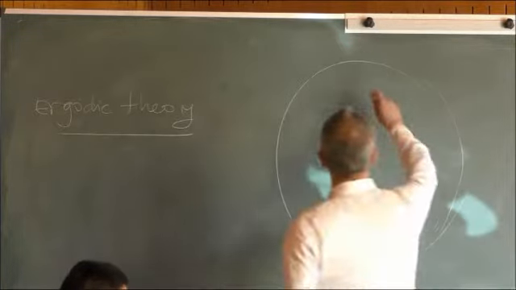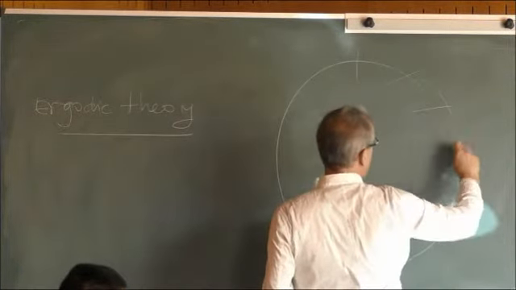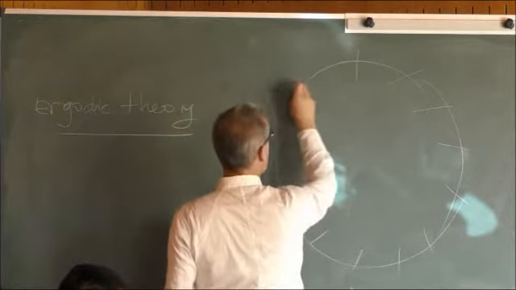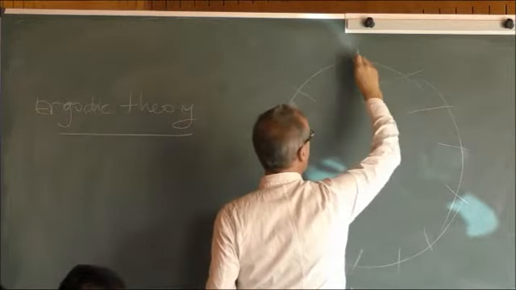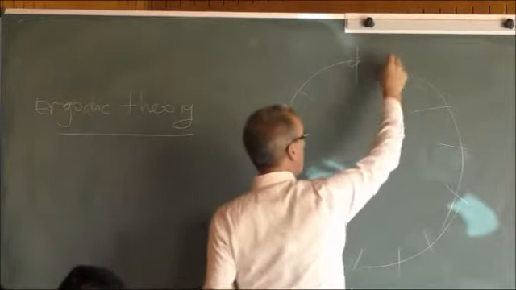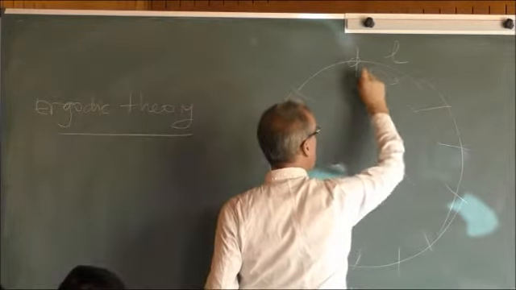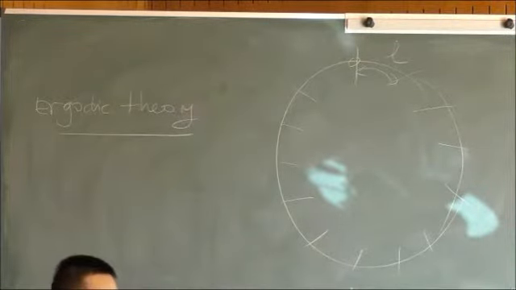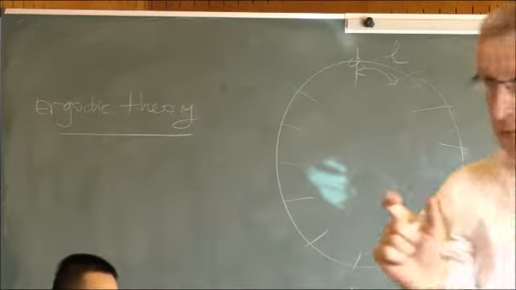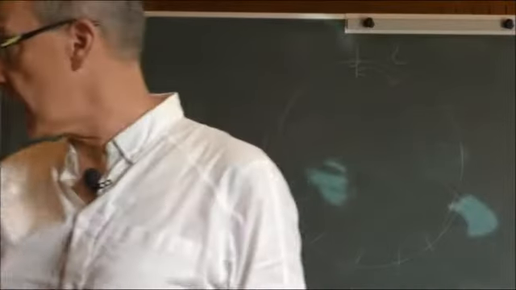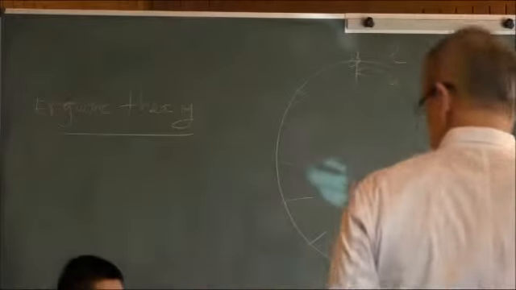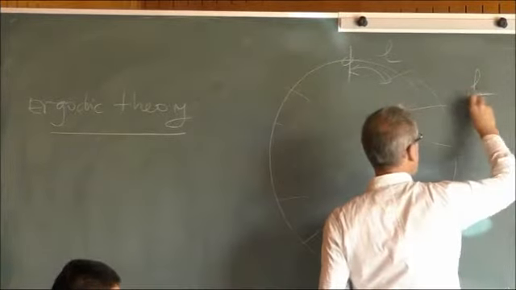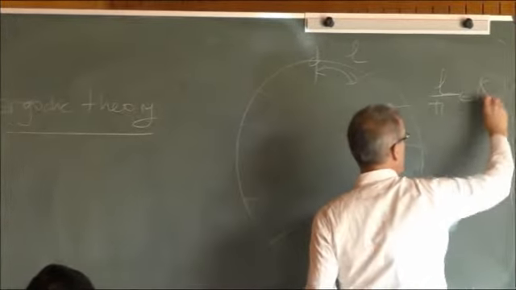So you know what happened to them? They were walking and repeating again and again. You know why? Because the travel agent didn't pay attention to the fact that the step in every move of their visit should have been irrational with respect to pi.